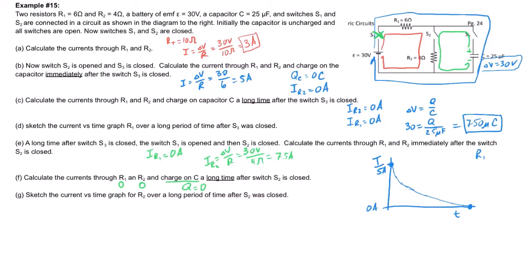All right. The last bit here, it says, sketch the current versus time graph for R2 over a long period of time after S2 is closed. All right, so let's draw a graph here. So we've got the current in R2 and the time. Now, in this situation, the current initially was high, right? We found that it was 7.5 amps. Again, I've got that information, so I'm going to include it here. And after a long time, it will be down to 0 amps right here.